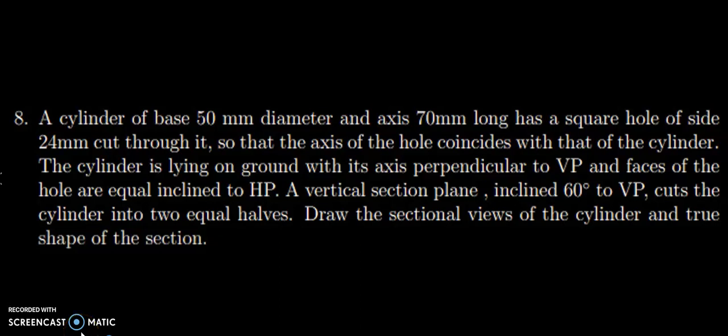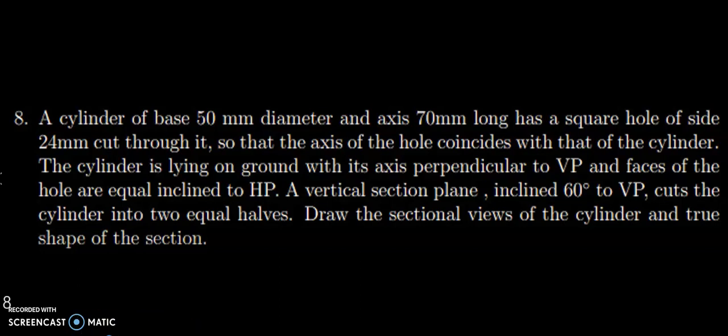Question number 8. A cylinder of base 50 mm diameter and axis 70 mm long has a square hole of side 24 mm cut through it, so that the axis of the hole coincides with that of the cylinder. The cylinder is lying on the ground with its axis perpendicular to VP, and faces of the hole are equally inclined to HP. A vertical section plane inclined 60 degree to VP cuts the cylinder into two halves. Draw the sectional view of the cylinder and draw shape of the section.